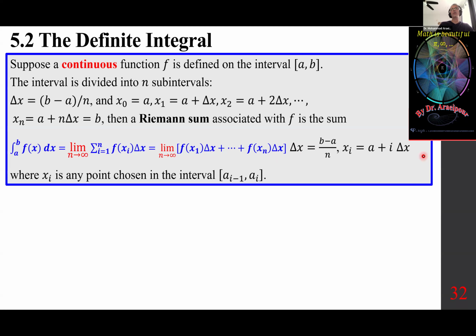In this case, actually, it would be the right endpoints, where x sub i is any point chosen in the subinterval from x sub i minus 1 to x sub i. That's the definition.